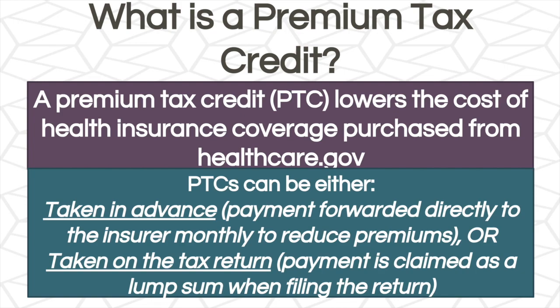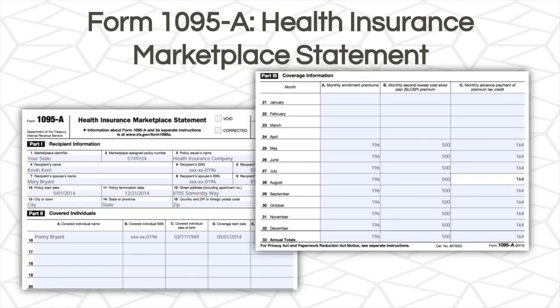And then taken directly on the tax return. So the payment is basically taken as a lump sum when you file the return. So you aren't going to get a monthly subsidy to help make your insurance more affordable. You're going to pay the full monthly premium, but then when you file the tax return, it'll calculate how much of the premium tax credit you do qualify for, and you just get it as a lump sum.